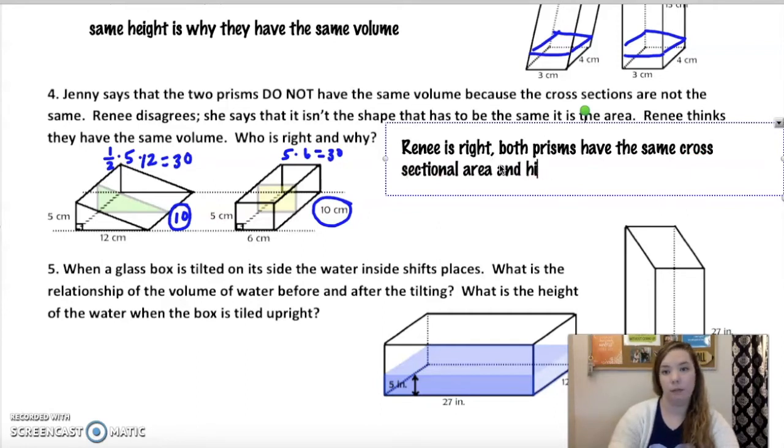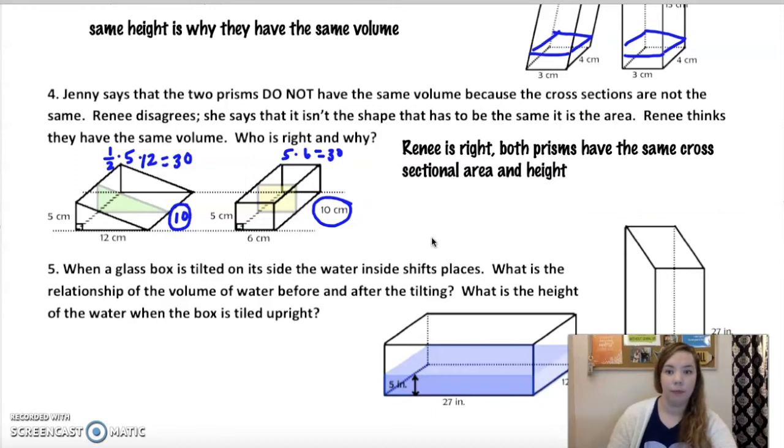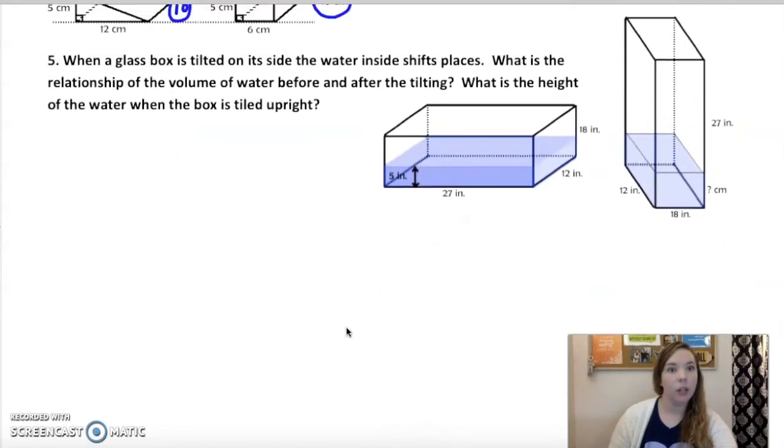And height. Okay, last one for this page. When a glass box is tilted on its side, the water inside shifts places, but no water is leaking out or anything like that, so our water should maintain its original volume. What is the relationship of the volume of water before and after tilting?